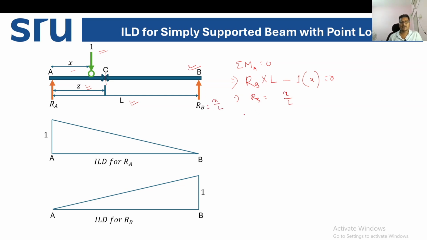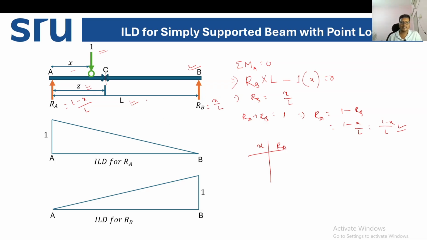So what will be RA? You know RA plus RB is equal to 1. That means RA is equal to 1 minus RB, so 1 minus x by L, which is L minus x by L. So RA is equal to (L minus x) by L. Okay, now let us construct the influence line. We'll draw a table with x and reaction at A.